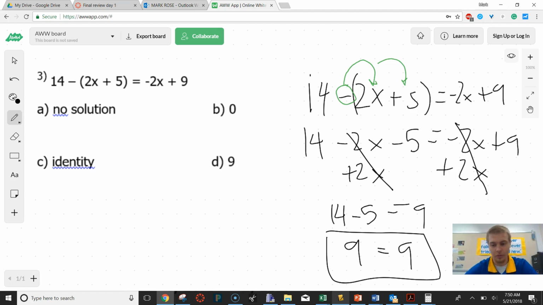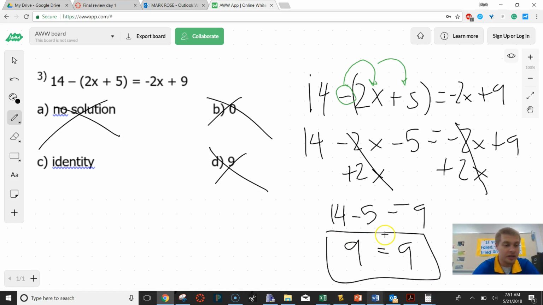So you go, well, what's my solution? Well, it's not 9. You'd have to have x equals something to be that. And it's not 0, because again, to get that, it'd be x equals something. You might be tempted to say no solution. But it's not no solution, because this is a solution. This is actually the identity. What an identity means is it's all solutions, or it literally is the same thing, like it is its identity. So that would be the answer to that question. Let's go to the next one.